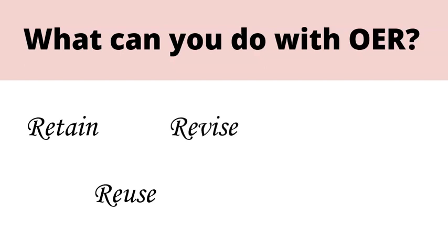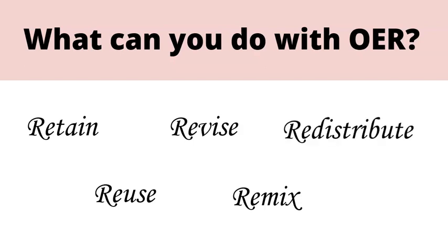Revise. This is the permission to adapt, adjust, modify, or alter the content itself, such as translating the content into another language. Remix. This is the permission to combine the original or revised content with other material to create something entirely new. And redistribute. This permission is to share copies of the original content, your revisions, or your remixes with others.